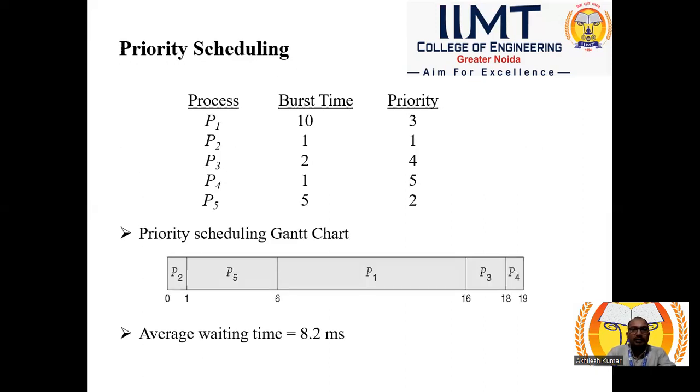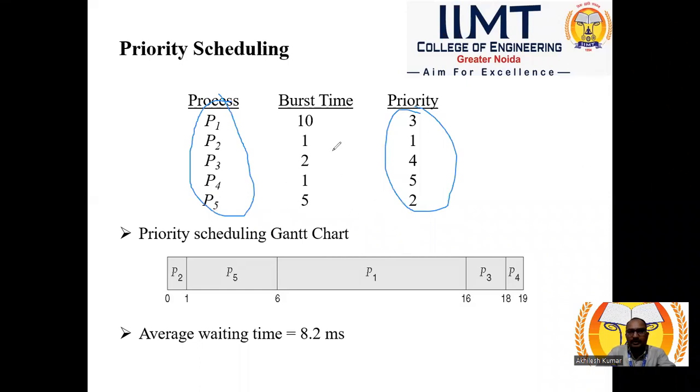Now take an example of priority scheduling. Here we take 5 processes, and their burst times are 10, 1, 2, 1, and 5. Now we decide the priority of each process. According to the priority of the process, we start the execution of the process in the running queue.